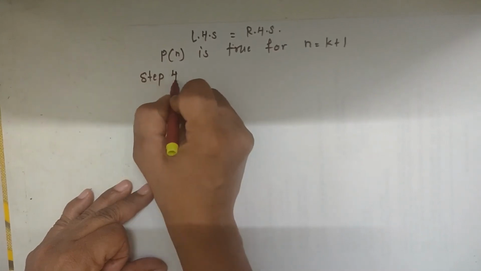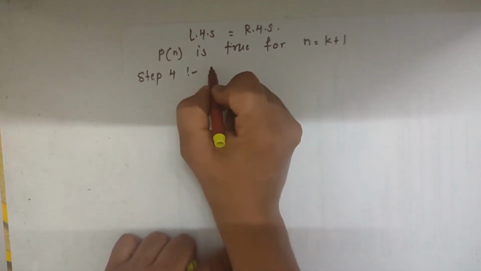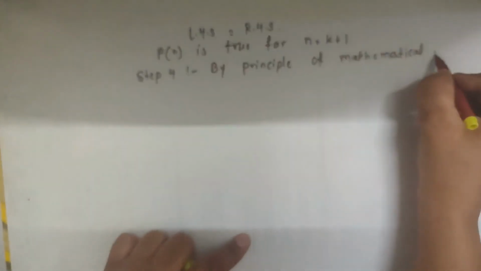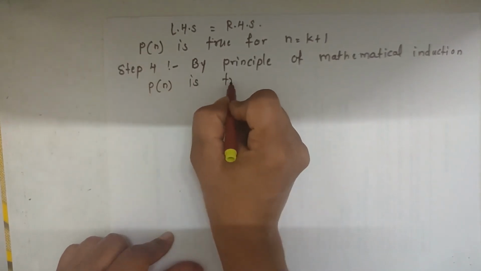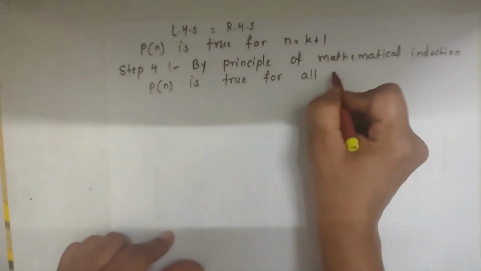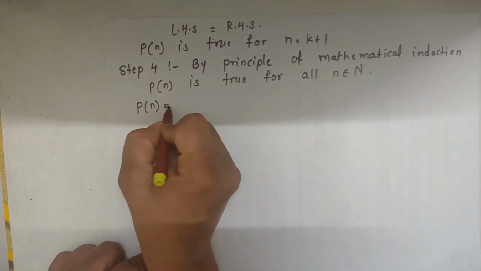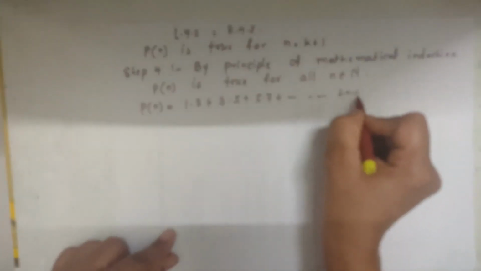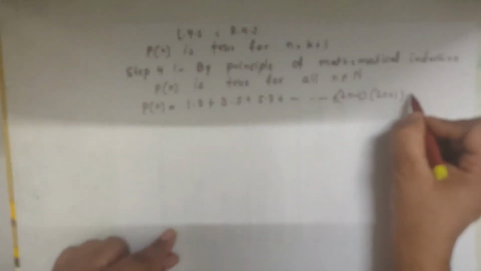Now in step 4, from the above three steps and by the principle of mathematical induction, P of n is true for all n belongs to N. So by the principle of mathematical induction, we can say that P of n is true for all n belongs to the natural numbers N, and here P of n is equal to 1 into 3 plus 3 into 5 plus 5 into 7 plus up to 2n minus 1 and 2n plus 1 is equal to n by 3 into 4n square plus 6n minus 1.